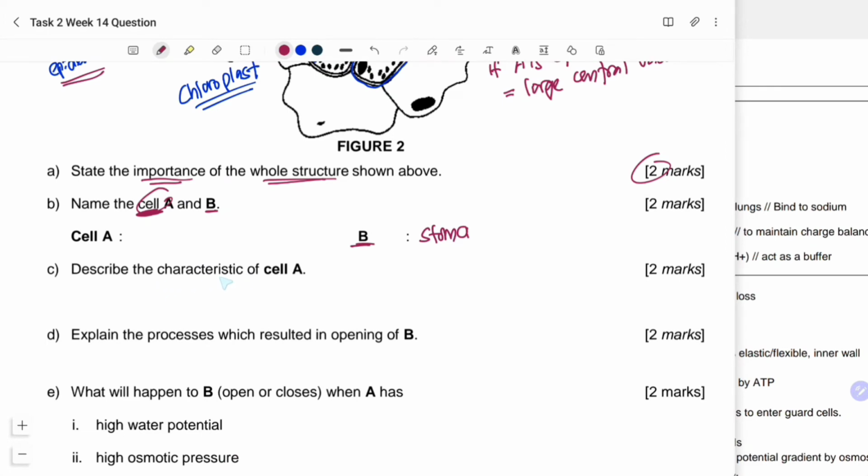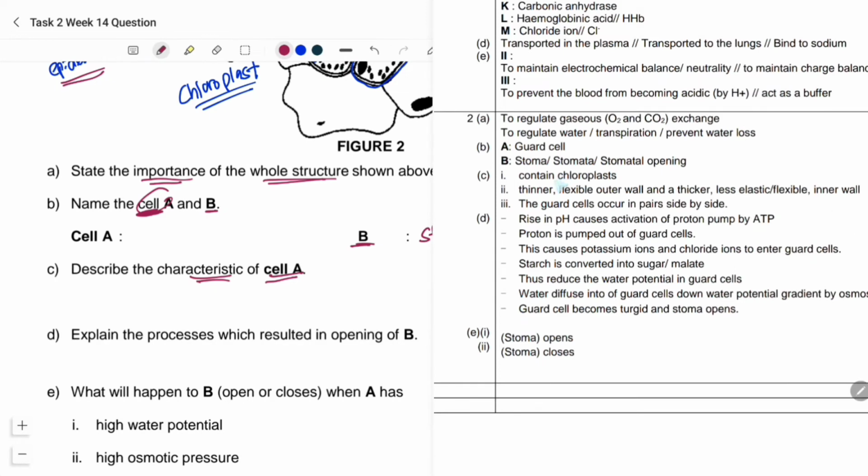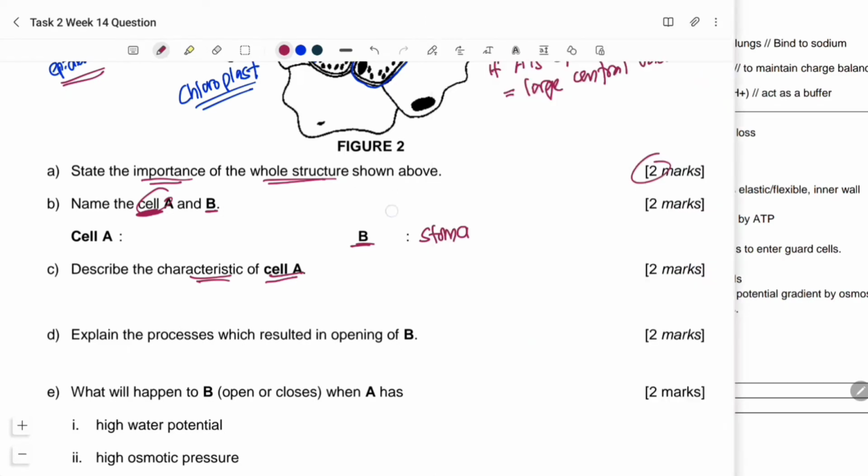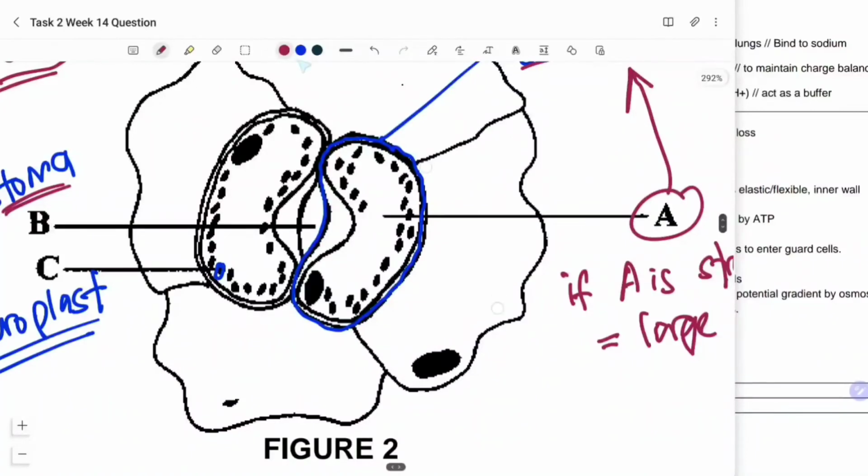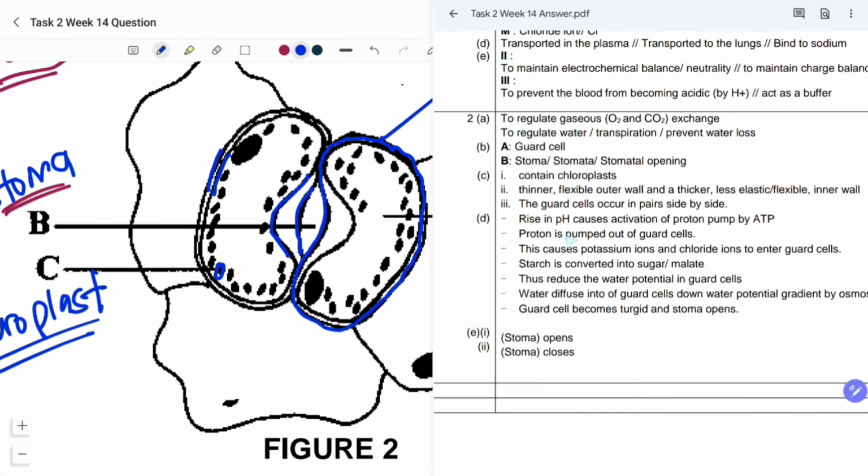Okay, next, describe the characteristic of cell A, iaitu guard cell. So, based on gambar tadi kita tahu, guard cell mesti contain chloroplast. Itu point yang pertama. Point yang kedua, semua guard cell mesti ada thinner and flexible outer wall. Dinding dekat luar dia lebih nipis. Kat sini kita nampak dinding dekat luar dia memang lebih nipis compare dengan dinding dekat dalam yang lebih tebal. Okay, so thin and flexible outer wall, at the same time thicker and less flexible ataupun less elastic inner wall.